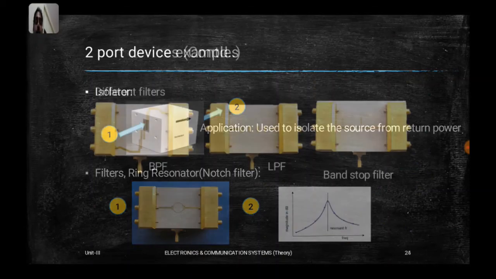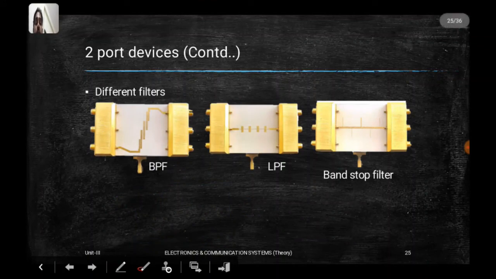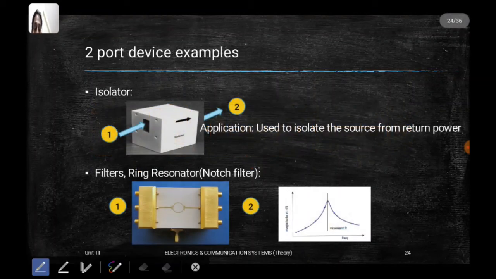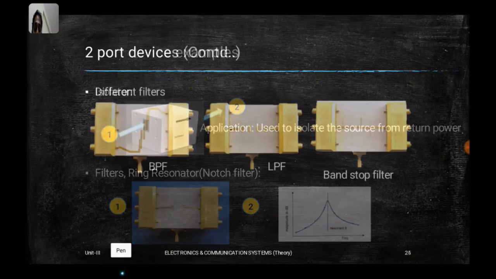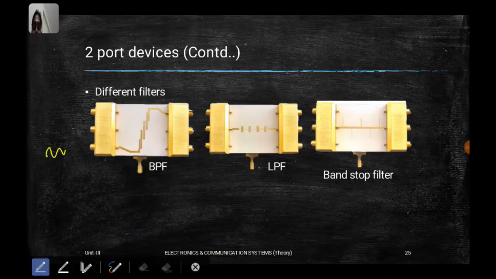So quickly we will see the other two devices. These are different filters printed on the substrate, microstrip filters. This is a band pass filter. The input is given here, and the output is taken here. And here the input is given here, the second is a low pass filter, and the output is taken here. You can see the line is connected to this, which we call an SMA connector.